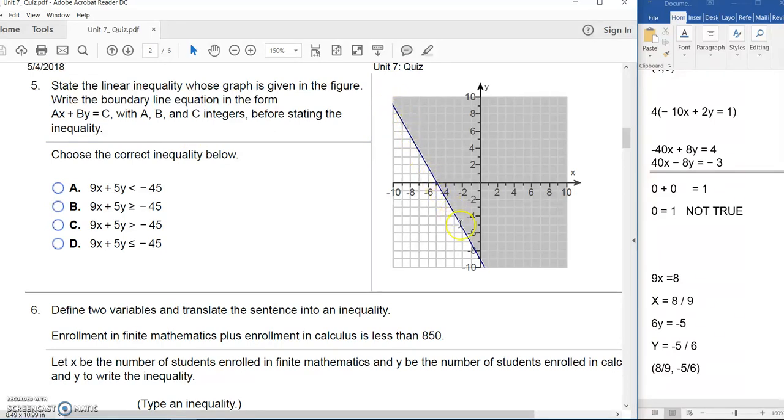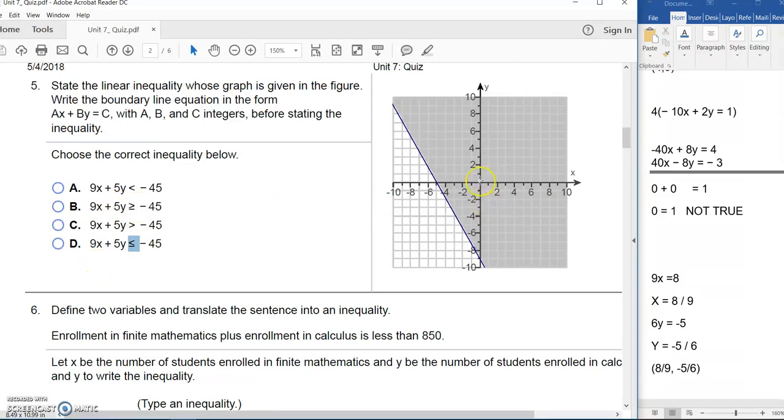This line is a solid line. It's not dashed. So if it was dashed, it would have been either less than or greater than. But if it's solid like this, then it has to be either greater than or equal to, or less than or equal to. So we know, since this is a solid line, it's either B or D. So how do we know if it's greater than or equal to or less than or equal to?